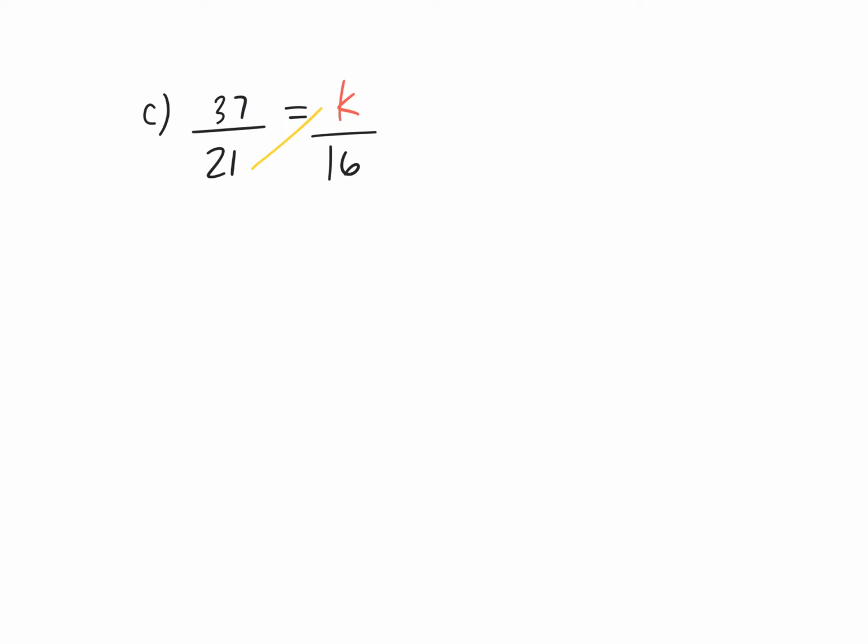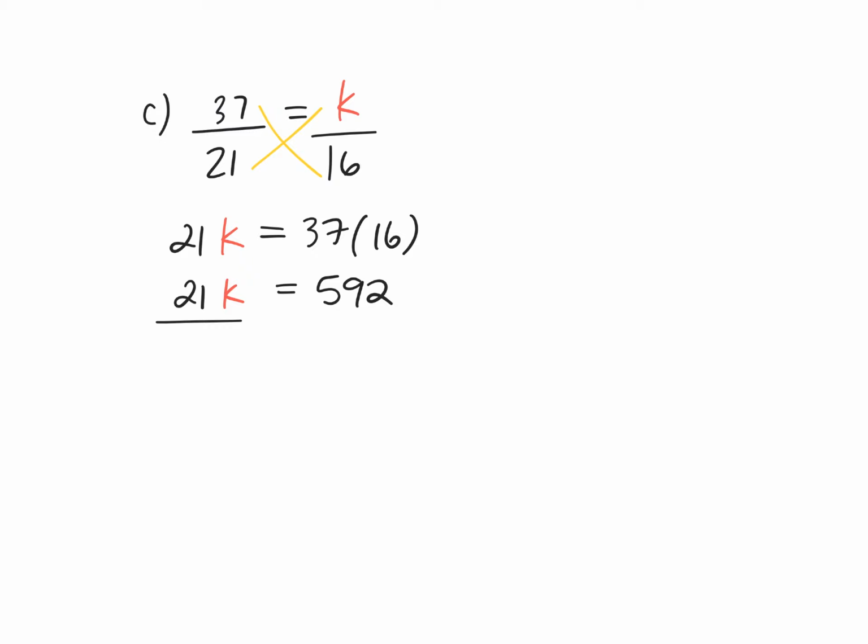Good. 21 times k is written as 21k, and then what? 37 times 16. What is 37 times 16? I have it. Yep. It's 592. Okay, so 21k equals 592. How do I solve for k? Last step, divide by what? 21, whatever number is in front of k, whatever the coefficient is, that's what you have to divide by.